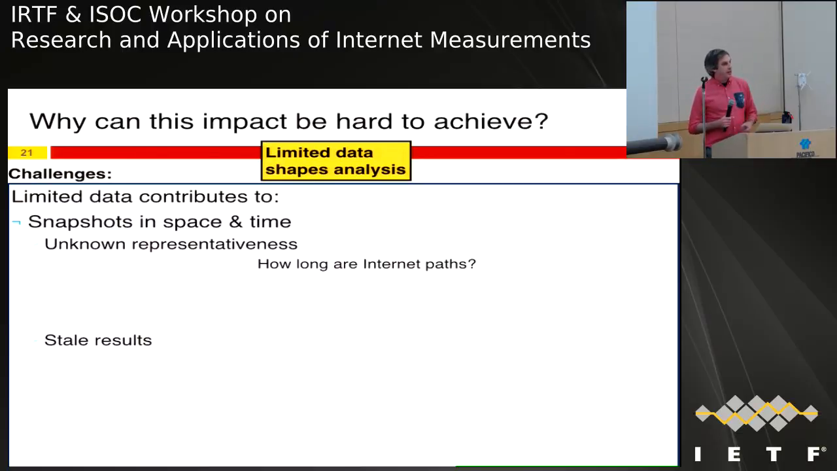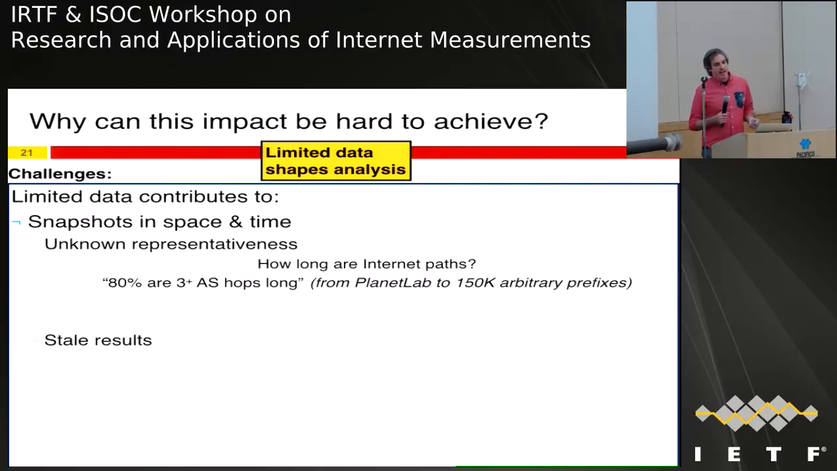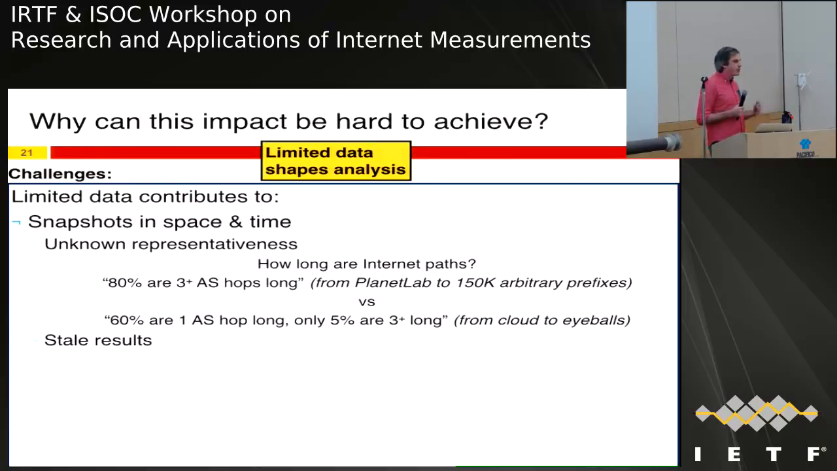And one answer you might get to that is, we did a study, and 80% of the paths are at least 3 AS hops long. This is if you look at paths from PlanetLab, which is an academic testbed, and issue measurements to prefixes around the world. And if you look at BGP route collectors like RouteViews or RIS, you get a pretty similar number. On the other hand, many popular services that we use today are cloud-based. And if you instead look at paths from the cloud to eyeballs, you get a really different answer. In this case, we did some measurements, and most of those paths are just one hop long, with the cloud connecting directly to the eyeball networks. So the characterization that you get from your measurements depends a lot on the specifics of the data set.